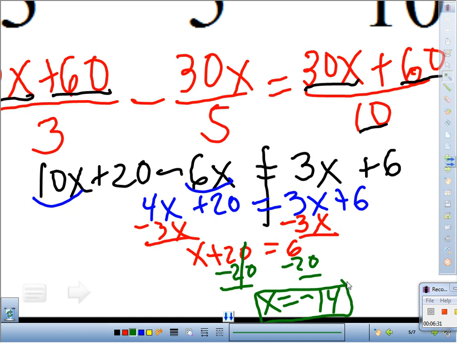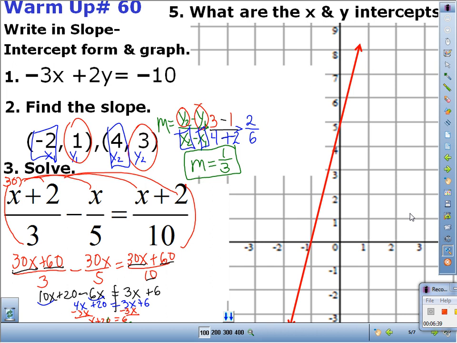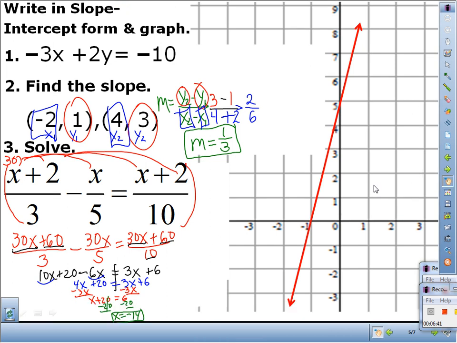Okay, good. Let me zoom out. That was number 3. Negative 14. Let's go to number 4.